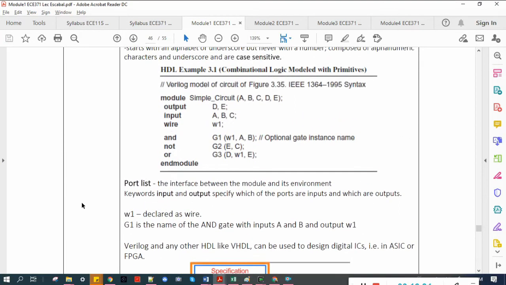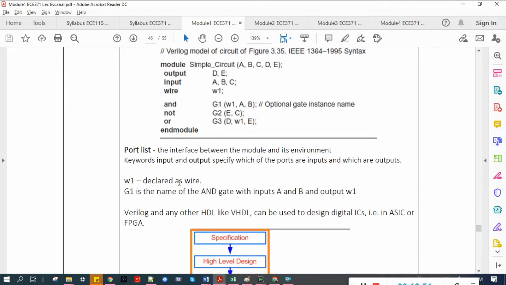We have some definitions here. Port list, as I have already mentioned. This is an example of a port list. It is the interface between the module and its environment. Keywords input and output specify which of the ports are inputs and which are outputs. W1 is declared as a wire. G1 is the name of the AND gate with inputs A, B, and output W1.